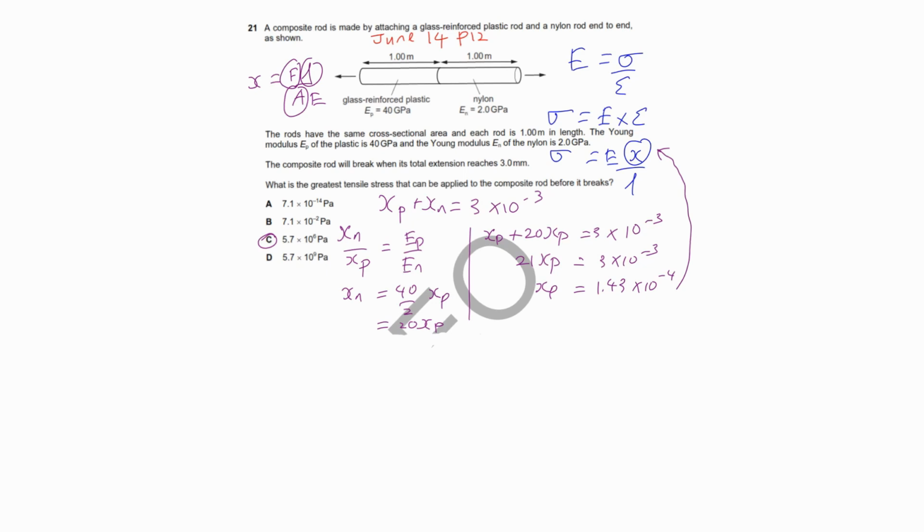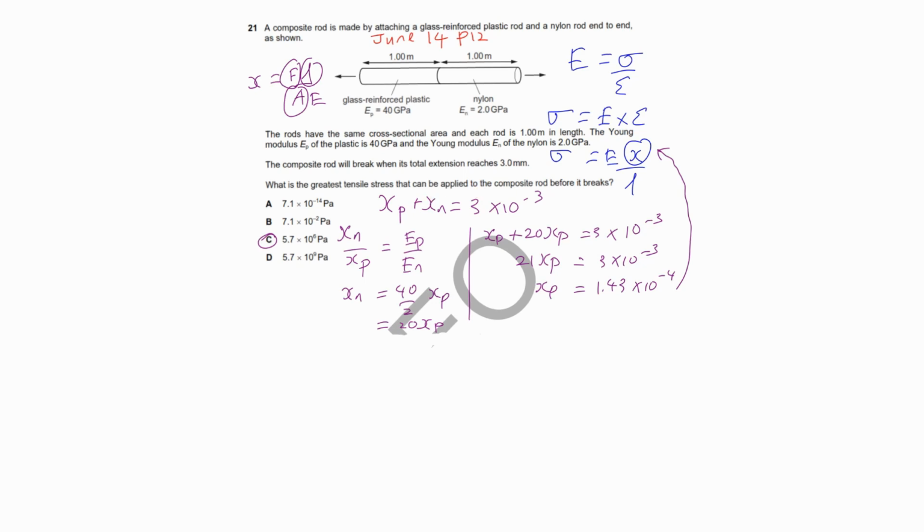Why would they be different? Because of the different Young modulus. So same force, but different Young modulus will give you different extension. So basically, to find the extension of the rod, we have to find separately the plastic and the nylon. What I'm going to do is write down any equations that I know. For example, I know the total extension is 3, so extension of plastic plus extension of nylon is 3.